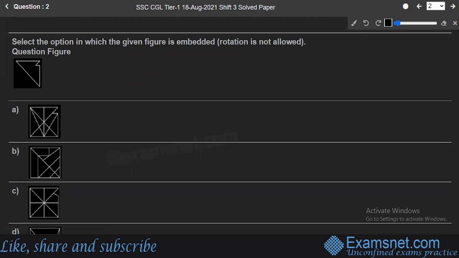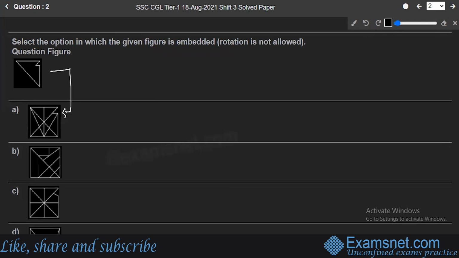You have to select the option in which the given figure is embedded. Rotation is not allowed, so you have to check. Let's check with this figure whether it is in option A or not. See, there is a line like this. Then you have a straight vertical line, then a horizontal line. Till this time we have exactly the same figure. And then you have like this, which is again like this. So yes, this figure is embedded in the given figure.